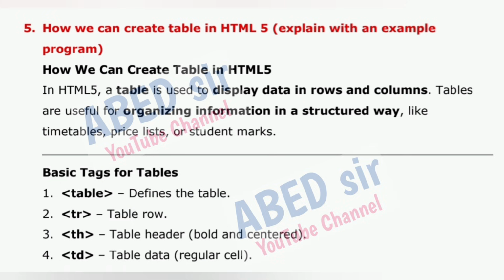In HTML5, a table is used to display data in rows and columns. Tables are useful for organizing information in a structured way, like timetables, price lists, or student marks. Basic tags for tables. 1. table defines the table. 2. tr, table row. 3. th, table header, bold and centered. 4. td, table data, regular cell.